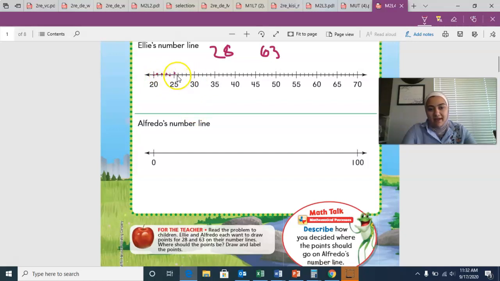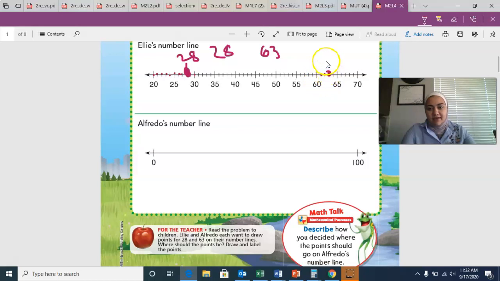Well, if it's 25, let's see where 28 will go. 26, 27, 28, 29, 30. So this would be 28. So we're going to draw a point here, and then we're going to write the number 28. Okay, now let's find 63. If this is 60, I know 63 is bigger than 60, so it's going to go after 60. So if this is 60, then this is 61, 62, 63.